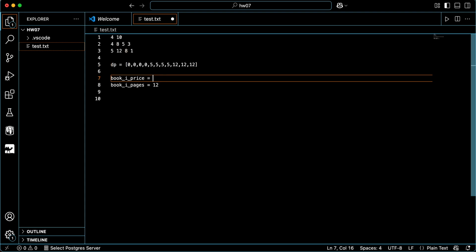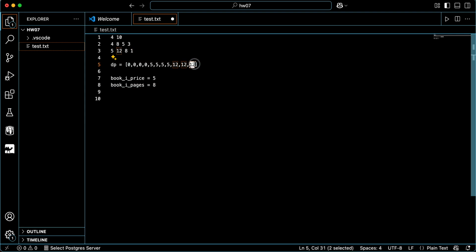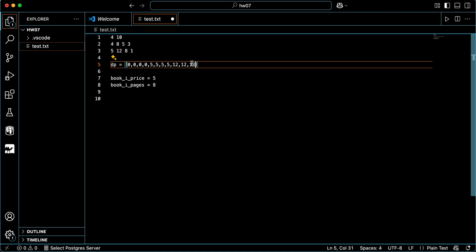For $5, we can get a book with 8 pages. This is where it gets interesting. Starting here again, for $10, you can get 12 pages from what we found before. Now let's try to input this new book. 10 minus 5 is $5. So 0, 1, 2, 3, 4, 5. For $5, you can get 5 pages. If you get 5 pages for $5 and you spend another $5, that means you can get 13 pages total for $10, given these 3 books that we know about. And so we can update this maximum to now be 13.